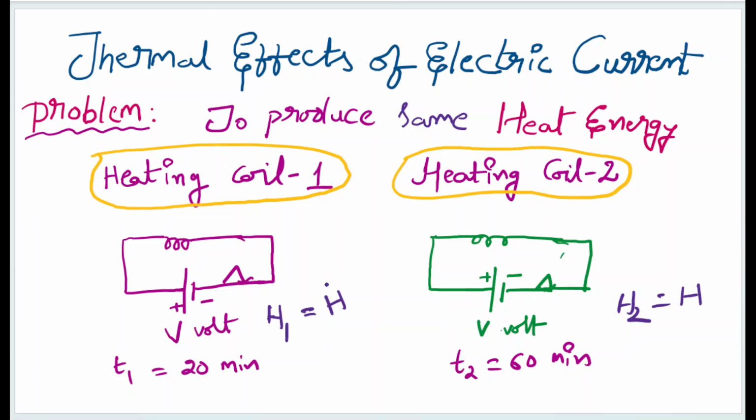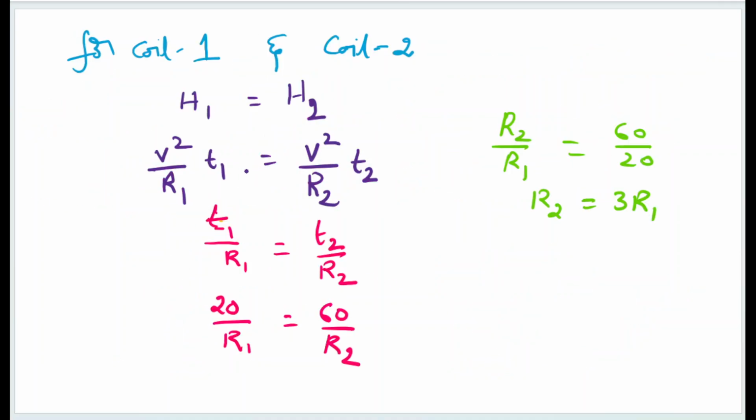So they both are producing the same amount of heat energy, but the first coil has produced the heat energy in 20 minutes, and the second coil has produced the same amount of heat energy in 60 minutes. We know the heat energy formula: for the first coil H equals V square by R1 into T1, and similarly for the second coil V square by R2 into T2, where R1 is the resistance of the first coil and R2 is the resistance of the second coil.